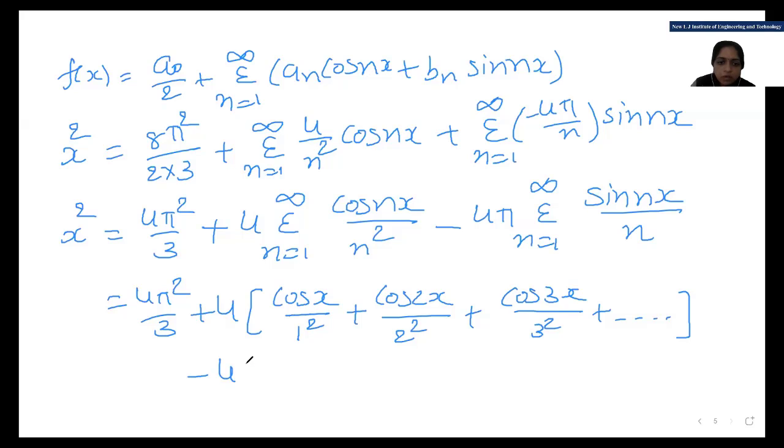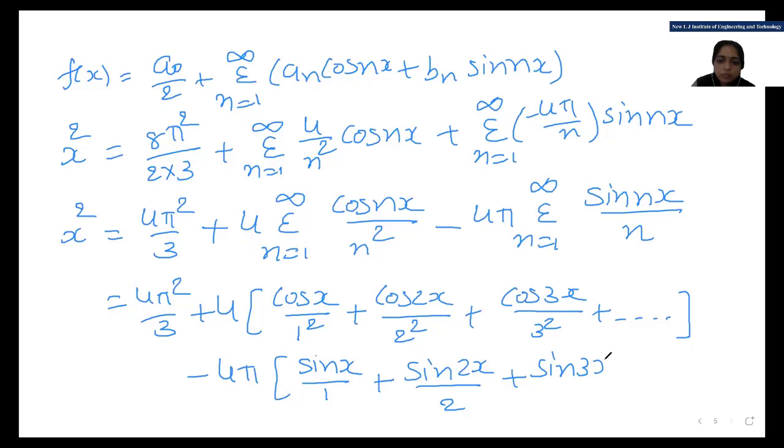Minus 4 pi. If I start with 1, that is sin x upon 1 plus sin 2x upon 2 plus sin 3x upon 3 plus, and so on. Students, both are Fourier series. This one is in the form of summation and this one is in the form of a number of terms, right?